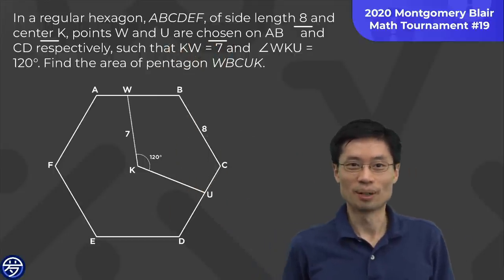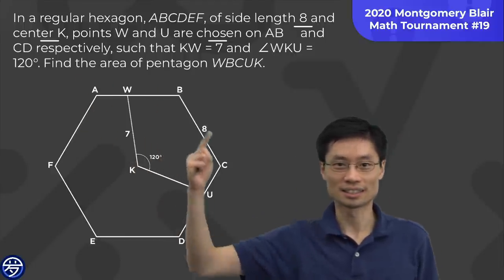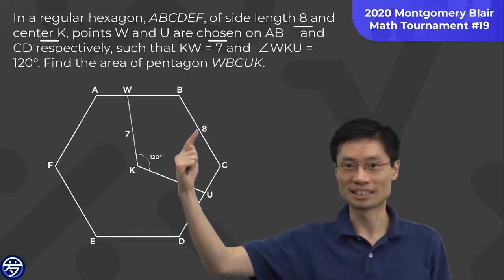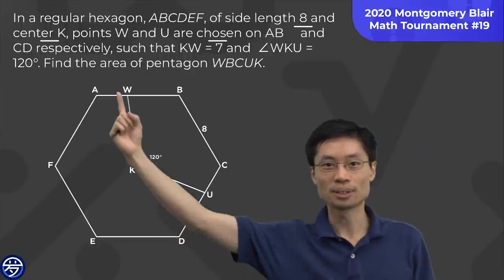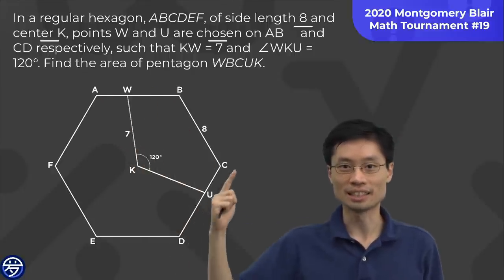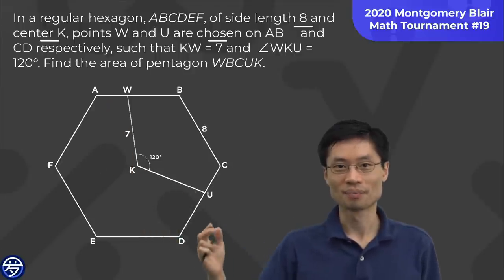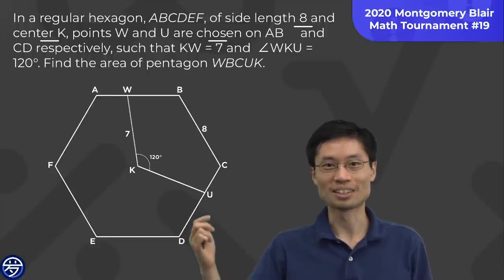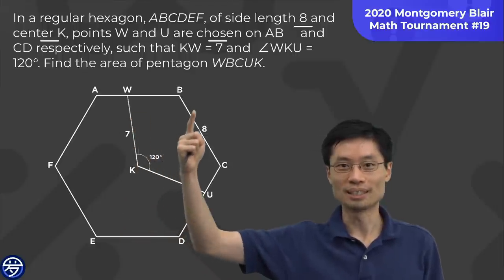Okay, what's this? In a regular hexagon ABCDEF, yes, that's a regular hexagon, of side length 8, oh thank you, it says 8, I like that, and center K, that looks like a center, points W and U are chosen on AB, that's a side, and CD, that's also a side, such that KW is 7, yep, that's 7, and angle WKU, this one, is 120 degrees. Looks right also. Find the area of pentagon WBCUK.